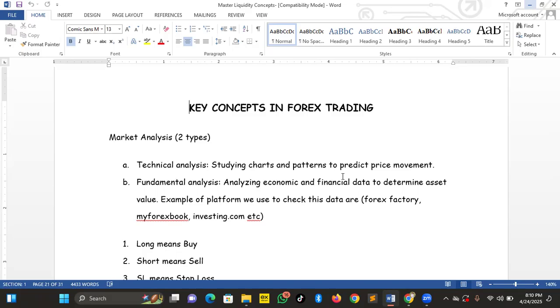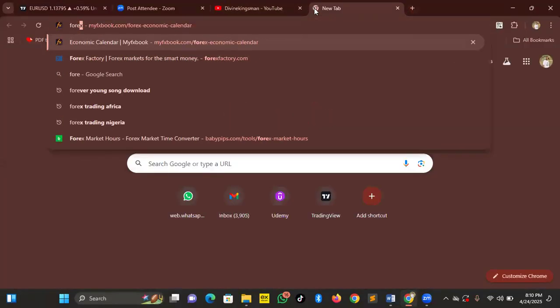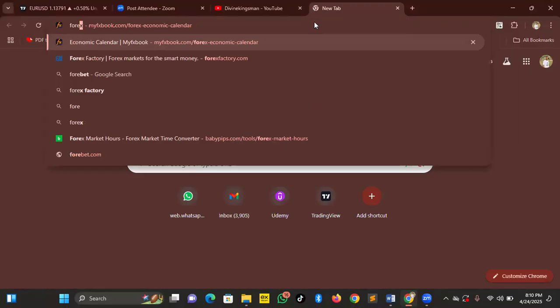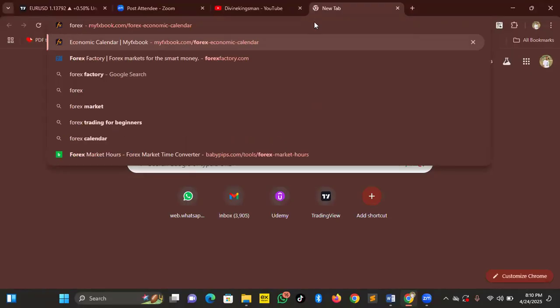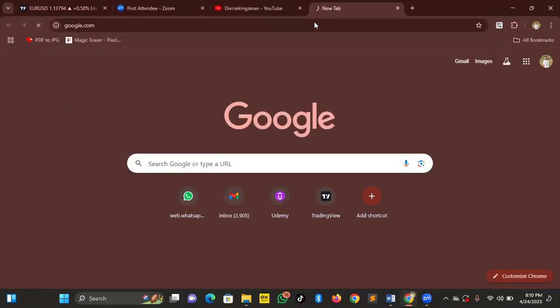So the platforms we talked about, which we're going to check, are Forex Factory, MyFXBook, and Investing.com. There are other sites as well, but these are the main ones I use. Let me start from Forex Factory. All you need to do is go on your Google. Let me go to Google because I already have it.